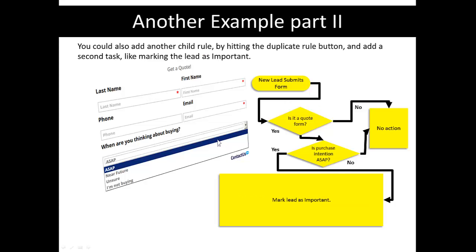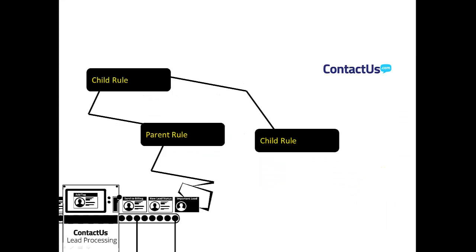At the same time, you could also create a new rule and tell that rule that its parent rule is the rule that sends an SMS message. So every time the rule that sends an SMS message is activated, the new lead will also be marked as an important lead. So let's review.